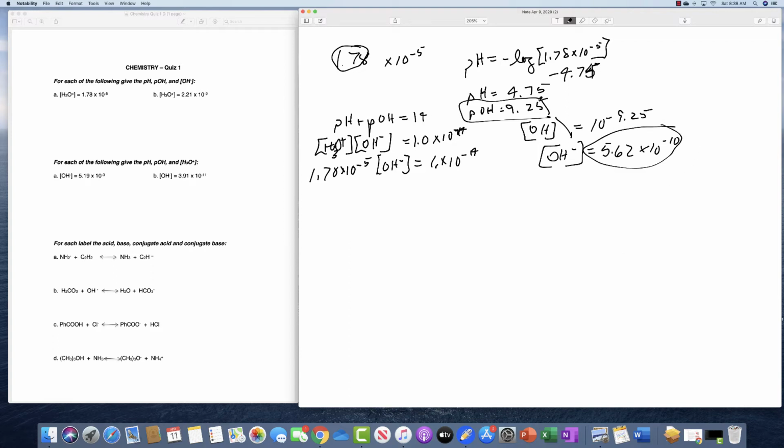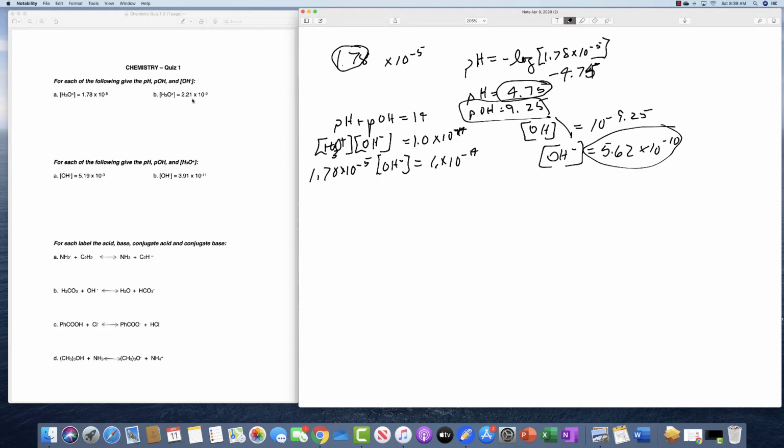So the answers here are 4.75 for the pH, 9.25 for the pOH, and then 5.62 times 10 to the minus 10 for the hydroxide ion concentration.